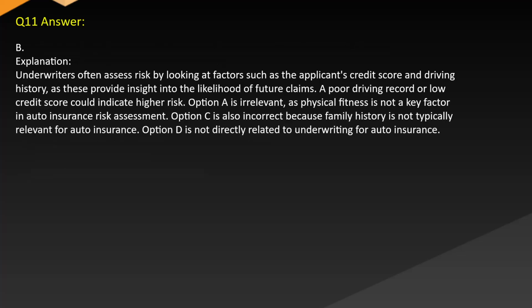Answer: B. Explanation: Underwriters often assess risk by looking at factors such as the applicant's credit score and driving history, as these provide insight into the likelihood of future claims. A poor driving record or low credit score could indicate higher risk. Option A is irrelevant, as physical fitness is not a key factor in auto insurance risk assessment. Option C is also incorrect because family history is not typically relevant for auto insurance. Option D is not directly related to underwriting for auto insurance.